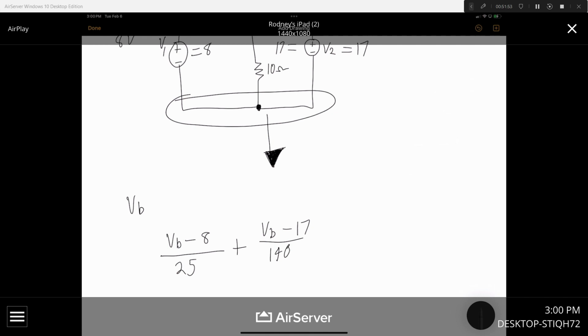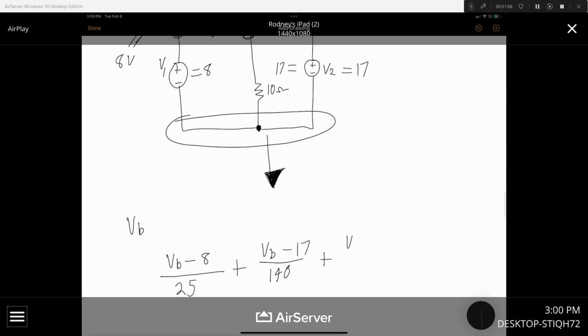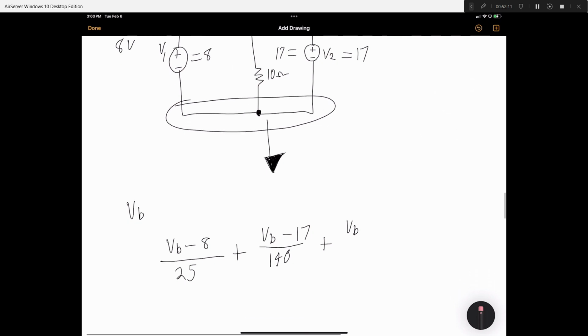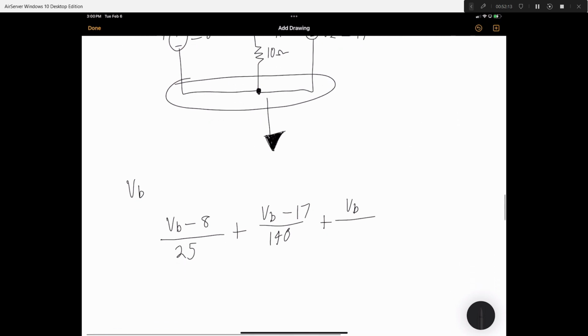Plus VB going to ground, minus 0, divided by 10. We're going straight to ground, so we just have that. So we have this equation for VB.